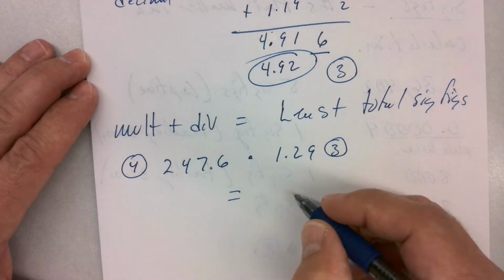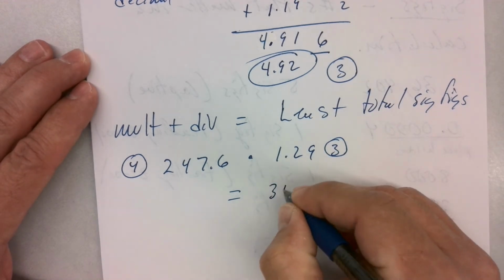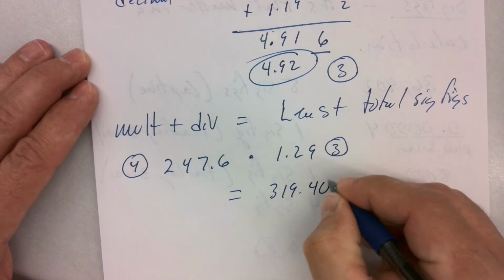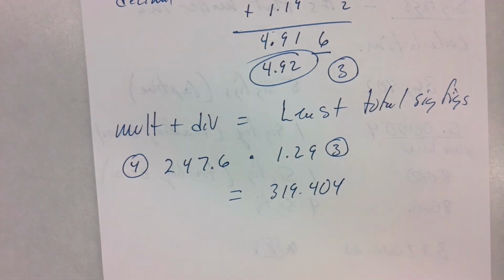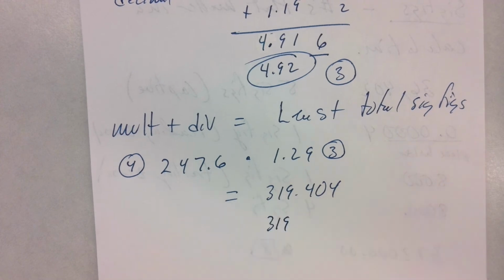Somebody got me an answer? Yeah. I want the whole answer though. Zog, what do you got? 319.404, like that? Yeah. Okay? Now, my answer though can only have what? 3 sig figs, no matter what. No matter what. So I'm going to round it right here, correct? So that's a 4. So that's just going to be 319.